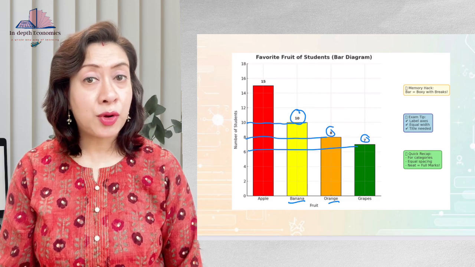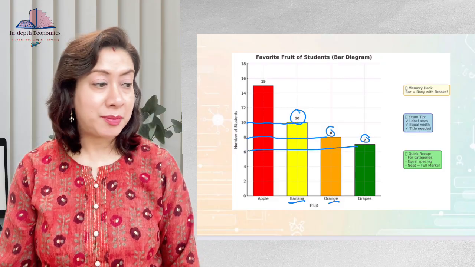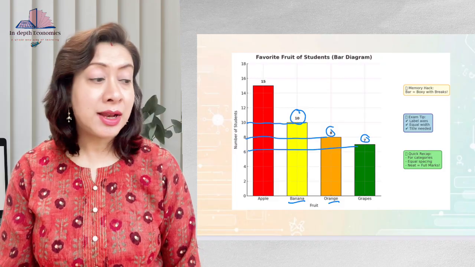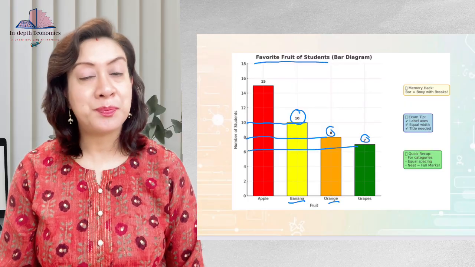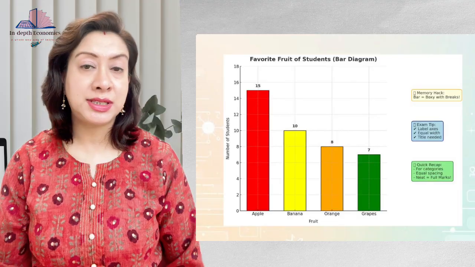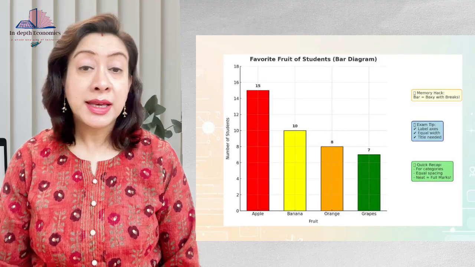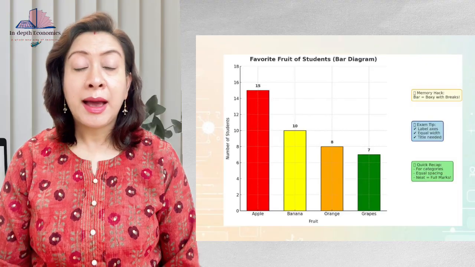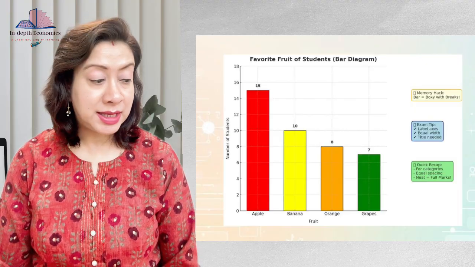Wait, have we forgotten something? Yes, we need to give a title for our diagram. In this case, the title of our diagram can be Favorite Fruit of Students Bar Diagram. Can you see, as soon as we have plotted the data set, so many things are becoming clear. We can say at a glance that the highest number of students like apple and second is banana.